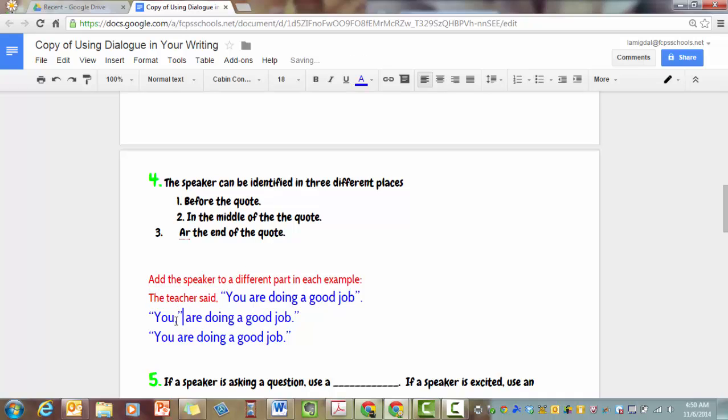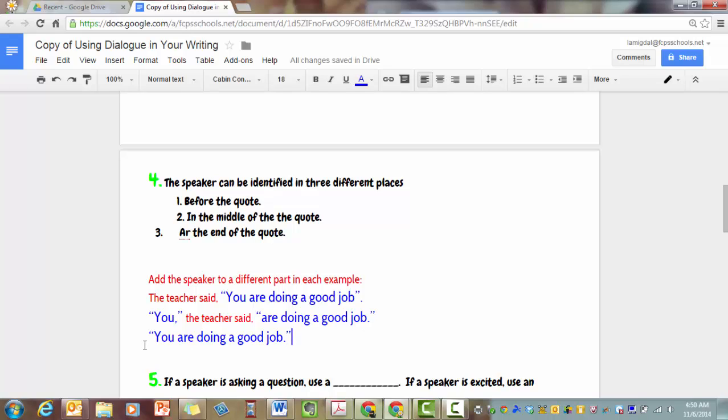The next one is the middle. "You," comma, quotation marks. The teacher said, "are doing a good job." So here we put it in the middle. Oh, and now this needs to be a lowercase t. "You," the teacher said, comma, "are doing a good job." So the identifier is in the middle, the talk word and the person.